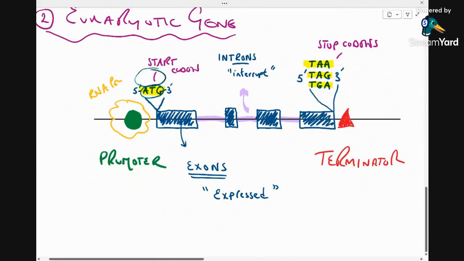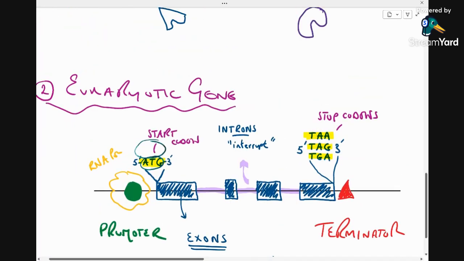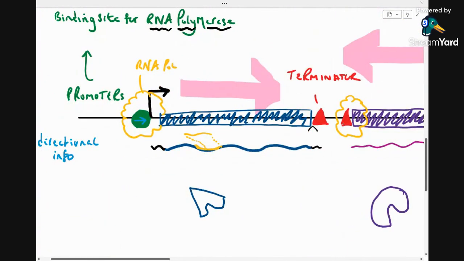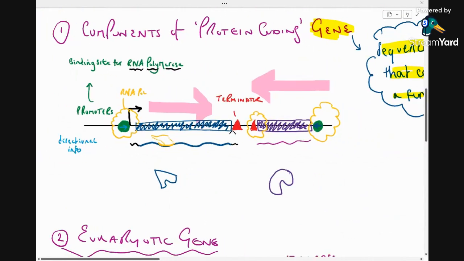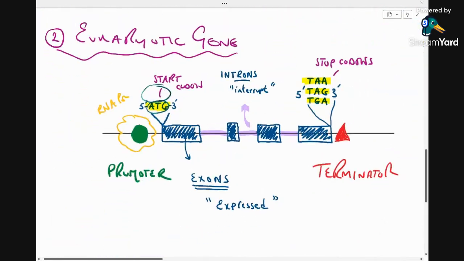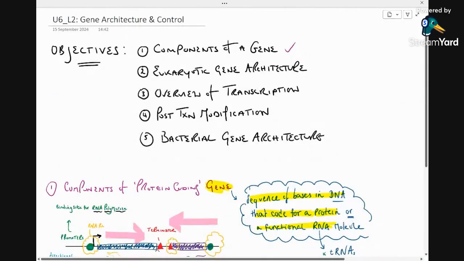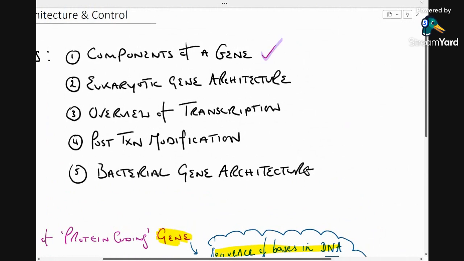So this is the overall structure of a eukaryotic protein coding gene. A little more complicated than just what we assume at sort of GCSE, which is that you just have one continuous piece of DNA that codes for a protein. It is not continuous. So I think that's all I wanted to say with regards to the eukaryotic architecture. So we've done point one, eukaryotic architecture we've done for point number 2.